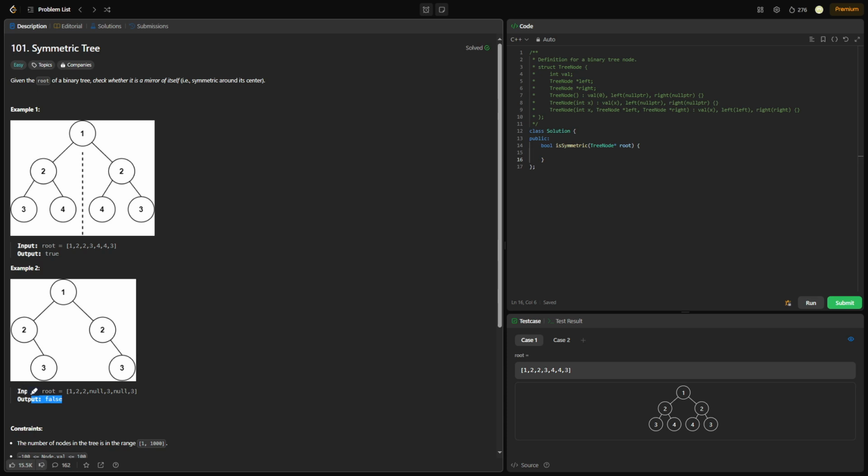What's up, everyone? This is LeetCode 101, Symmetric Tree. So we are given the root of a binary tree, and we have to check if it's symmetric, meaning we have to check whether it's a mirror of itself, i.e. symmetric around its center.